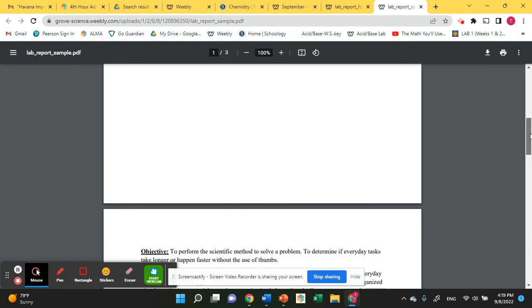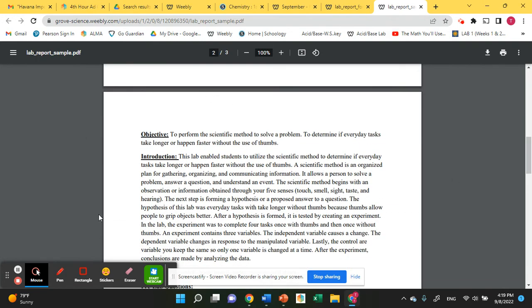If I scroll down, we always want to start your objective on a clean page. So here I have objective, and it's to perform the scientific method, to determine if everyday tasks take longer or happen faster without the use of thumbs.